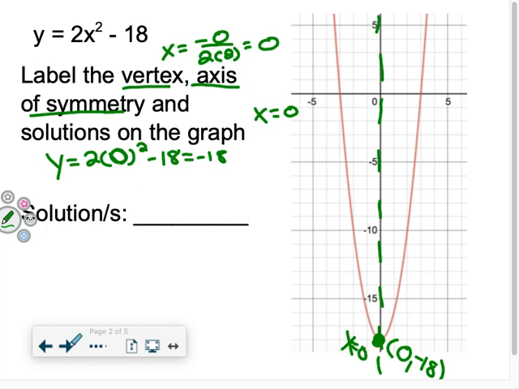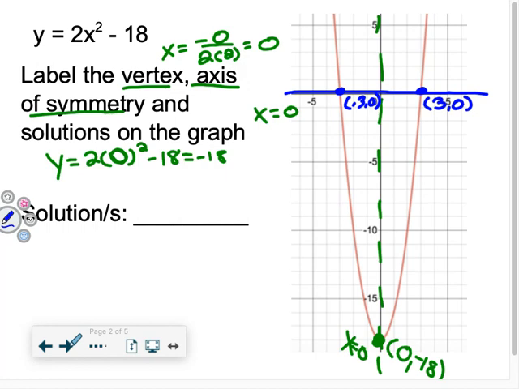And now our last question is to find the solutions. When you're looking at a graph, what it's really asking us is where does it cross the x-axis? Where is y equal to 0? That's what it's wanting to get at. So we look to see, okay, where does it cross? Well, it crosses here and here. This point is at 3, 0. This point's at negative 3, 0.